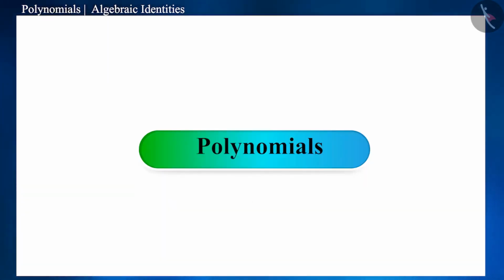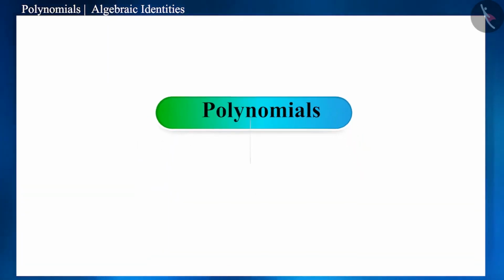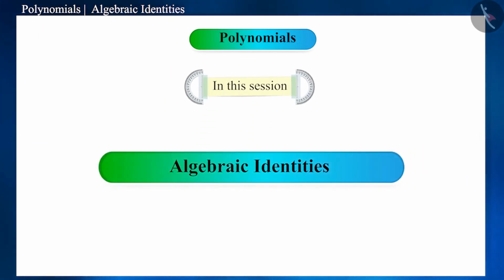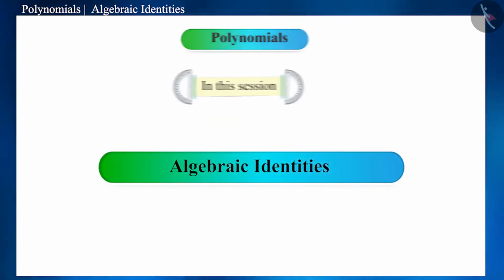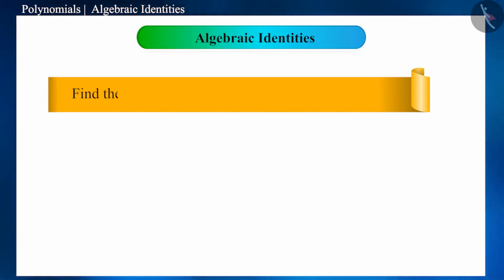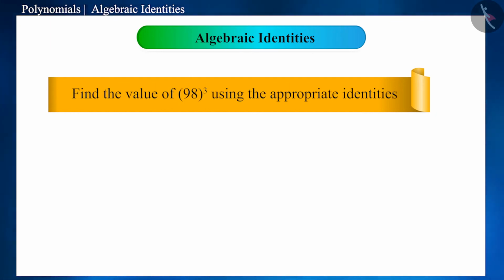Hello friends, welcome to this video on polynomials. Today we will discuss some questions related to algebraic identities. Find the value of 98 to the power of 3 using the appropriate identities. You must have seen such questions. How would you solve it?